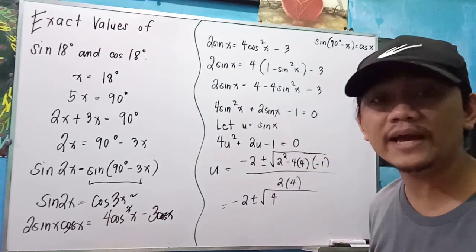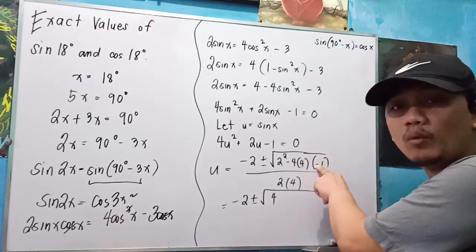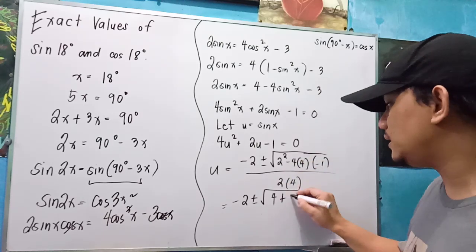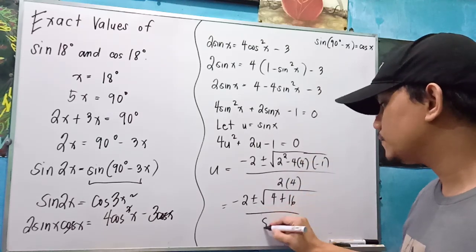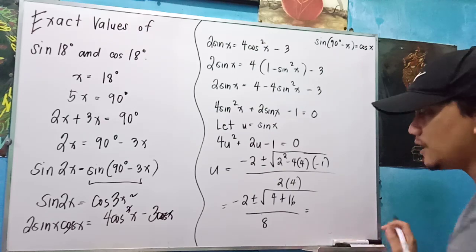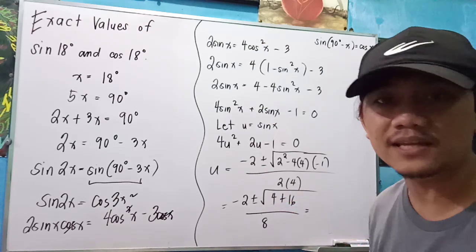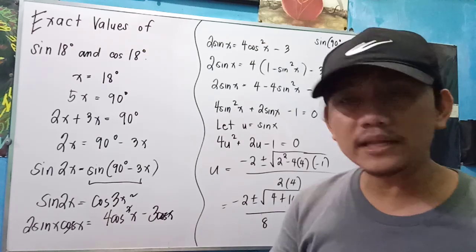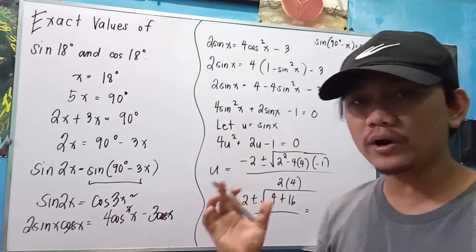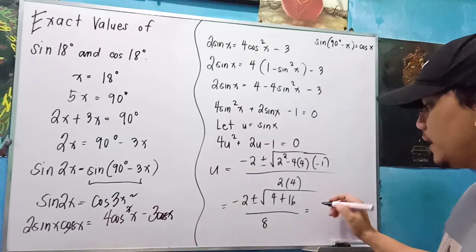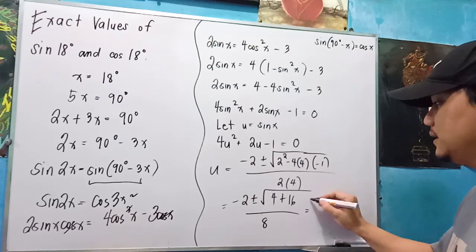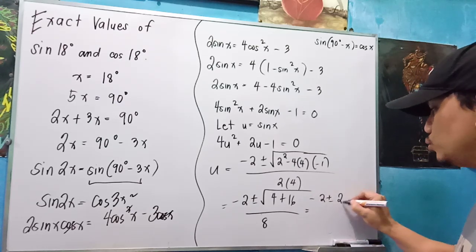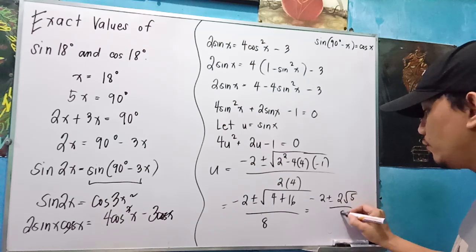Negative 4 times 4, negative 16. Times negative 1, that is positive 16 all over 8. Kapag sinimplify natin, this can be written as, ano ang 4 plus 16? That is 20. Square root ng 20, di ba ang 20 mga lodi, that is 4 times 5. So, ang 4, ang square root nun is 2. So, pwede natin itong i-express as negative 2 plus or minus 2 square root of 5 all over 8.